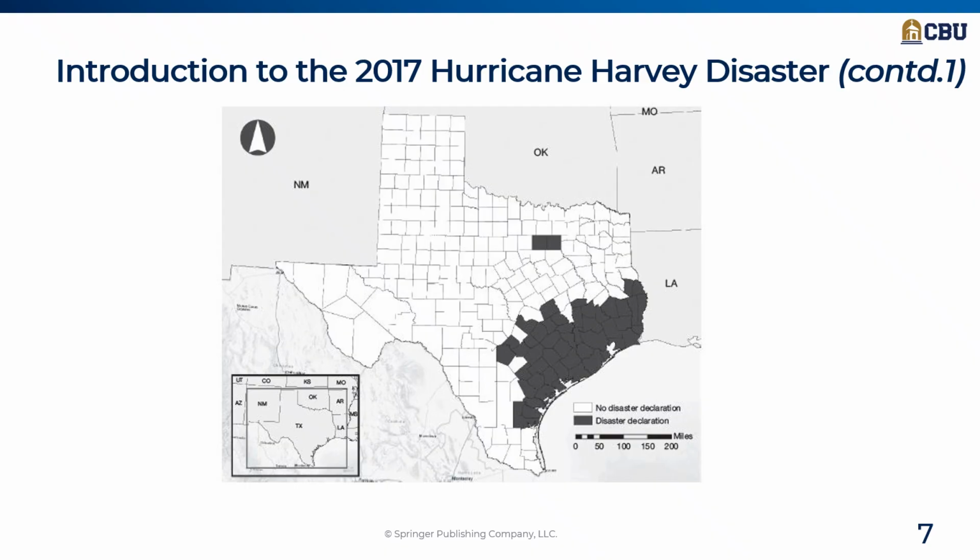Here's a graphic that shows the distribution of counties in Texas that had official disaster declarations. You can see most of the southeast part of Texas, pretty much every county there where the hurricane hovered over, caused a lot of massive flooding and so forth. All those counties were extremely affected by the hurricane.